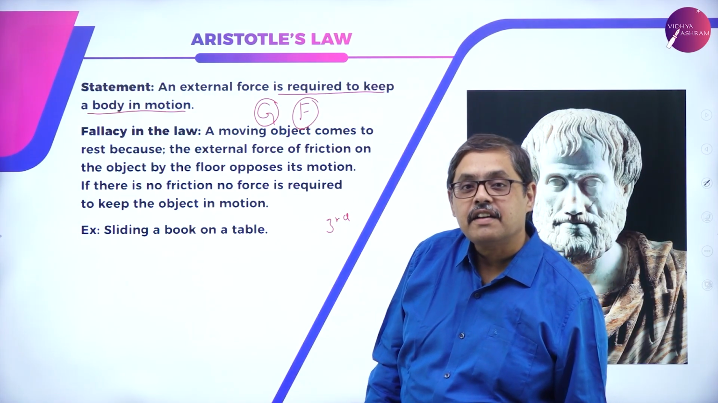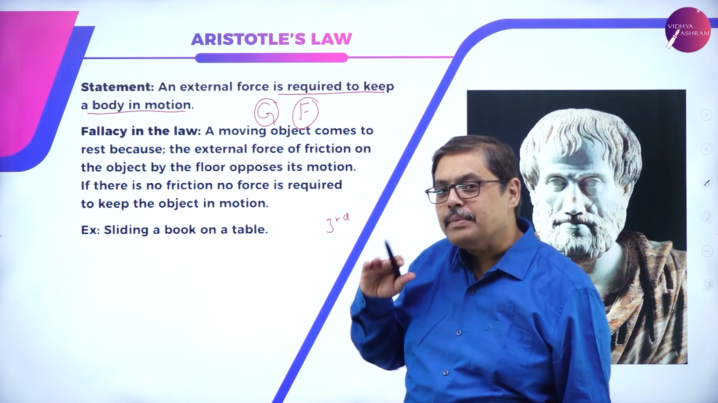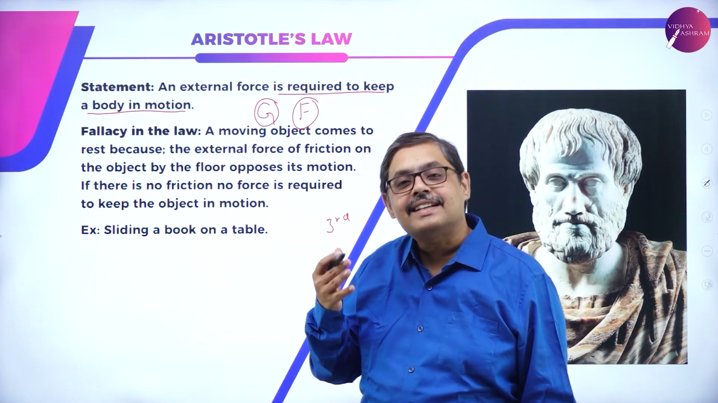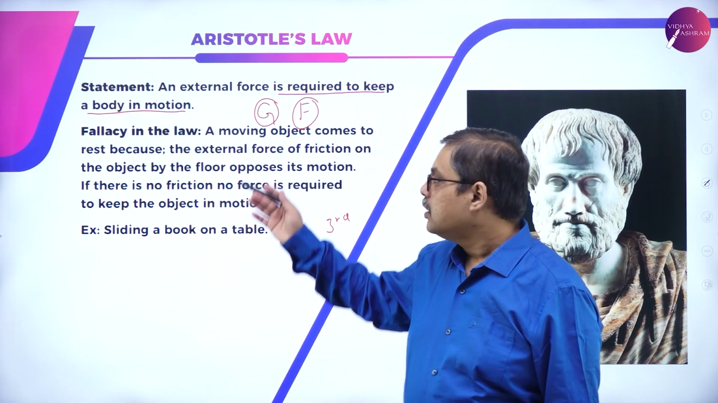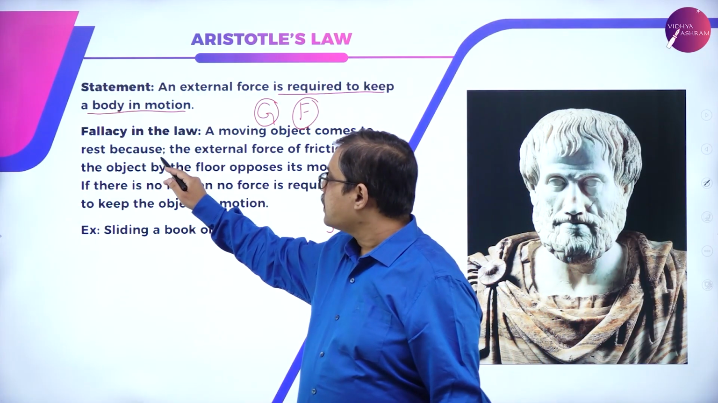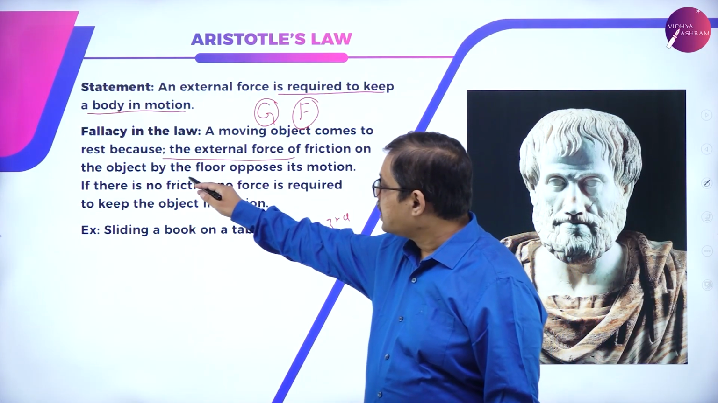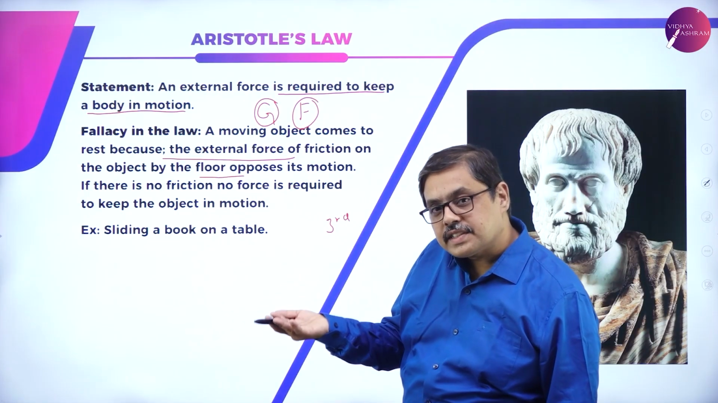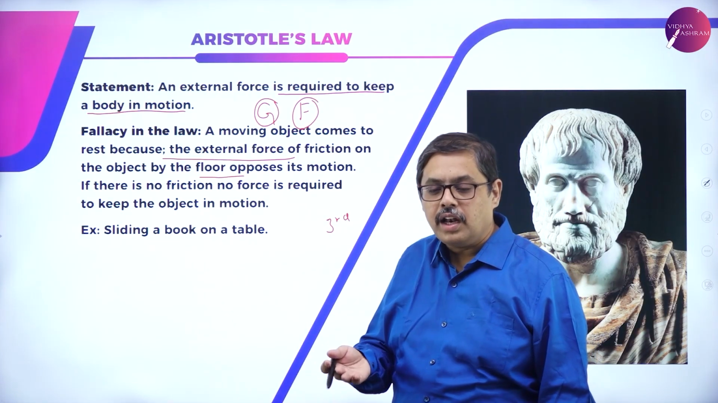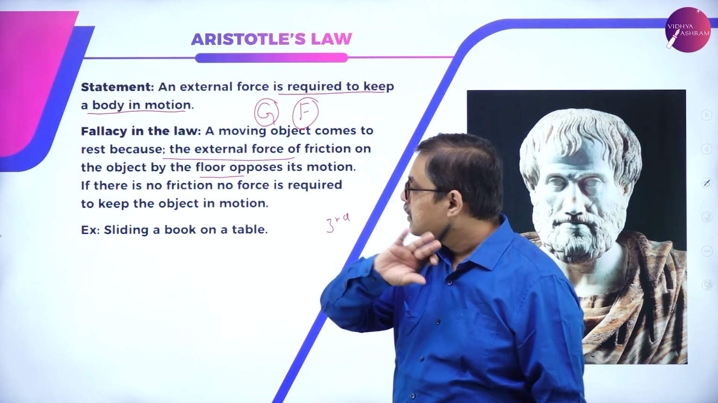That is called a fallacy. Fallacy is basically a misconception or misunderstanding of a concept. What was the fallacy in the law? A moving object comes to rest because the external force of friction on the object by the floor opposes its movement. If you roll a ball, the friction opposes the movement of the ball between the ball and the floor.